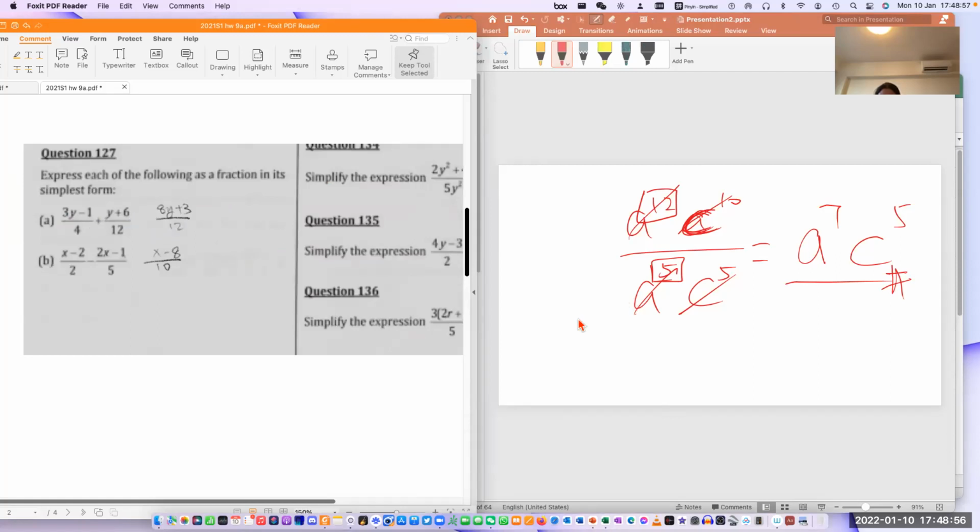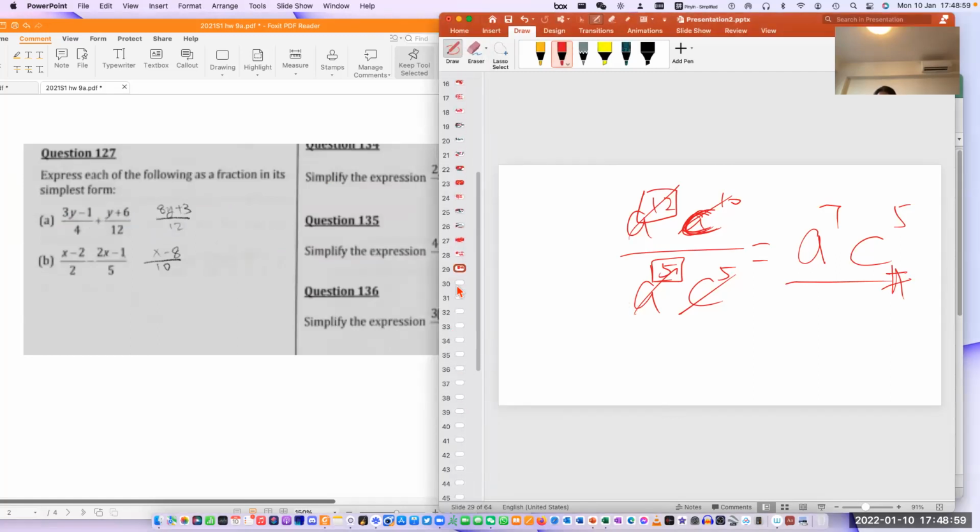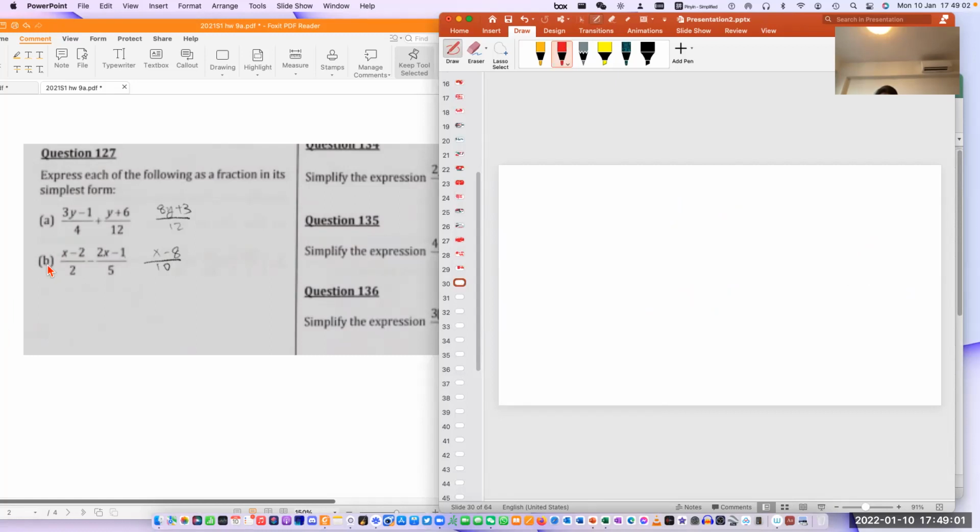Okay, for this question, right? I think the common mistake students make. So let me just take B as an example to share with you whether you make the common mistake or not. Okay, so for this question, you have different fractions, right? So how do you combine two different fractions? Okay, is to make the denominator the same. So that's the technique you use.